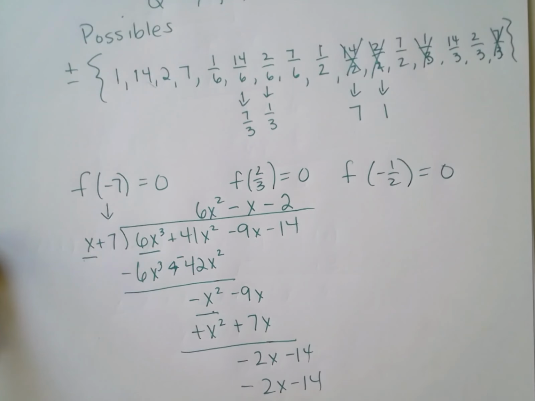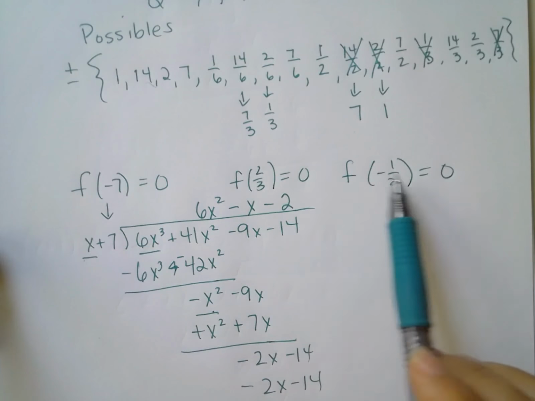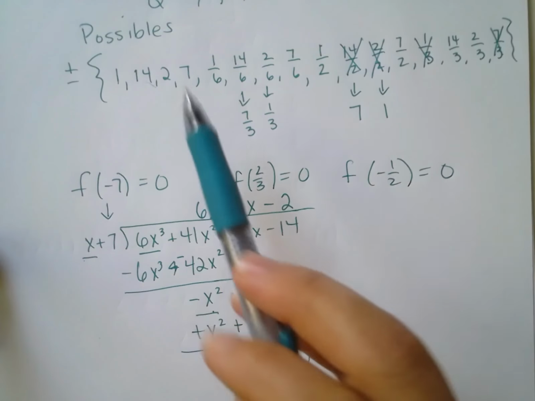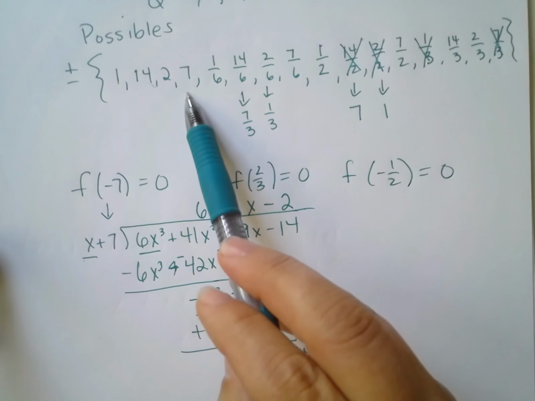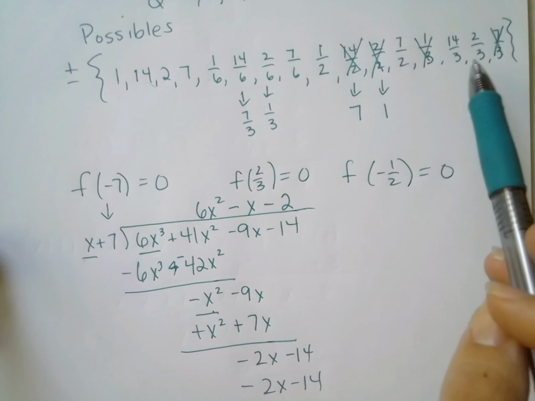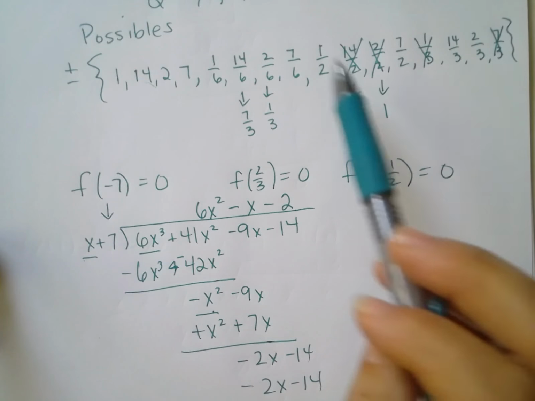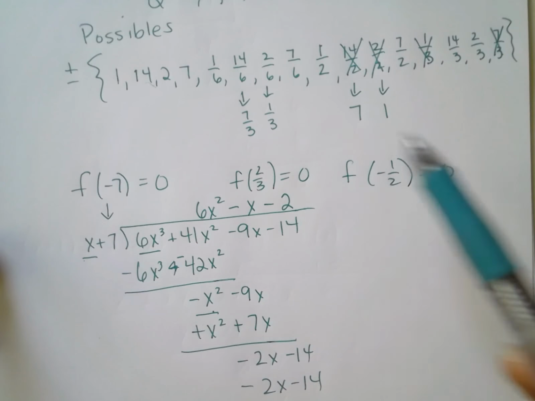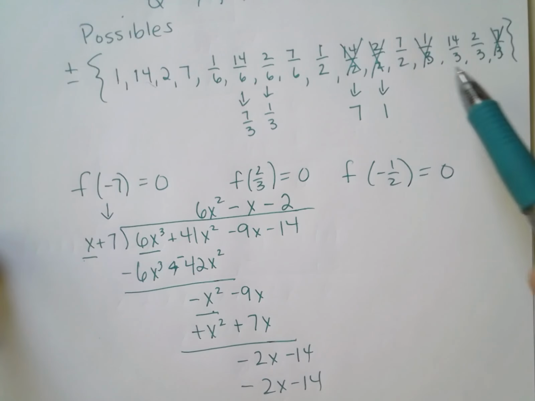So if all of my zeros are rational, then they will be in this list, right? Negative 7 is right here, because it's plus and minus, and then 2/3 is here on my list, and also a half is right here, right? And this is both the positive and negative. So all of these zeros were in this list.